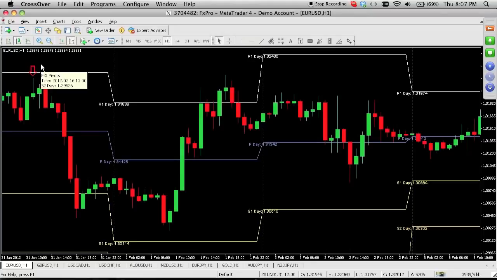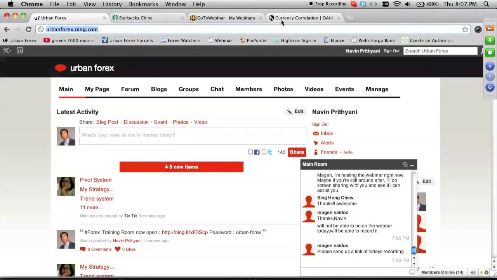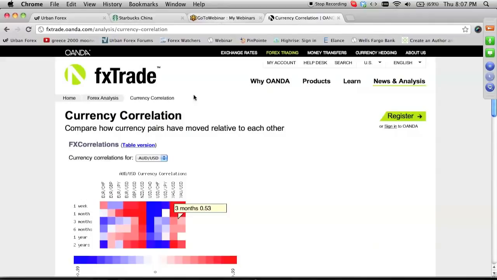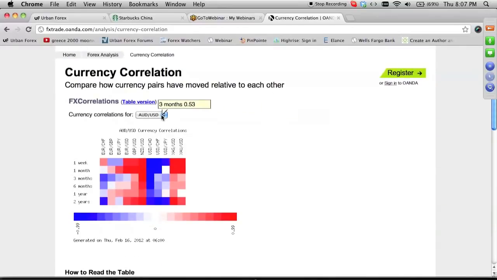Okay. Now, here is one website I want you guys to write down, or you guys can just Google it. It's by Oanda. They call it currency correlation. It's fxtrade.oanda.com/analysis/currency-correlation. This currency correlation basically tells you what pairs move together and what pairs move opposite.